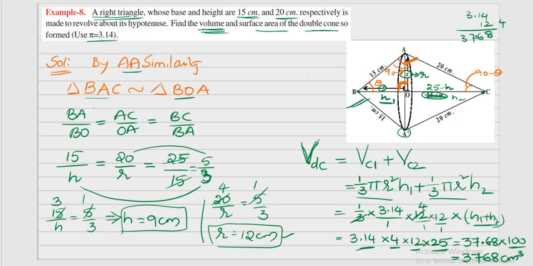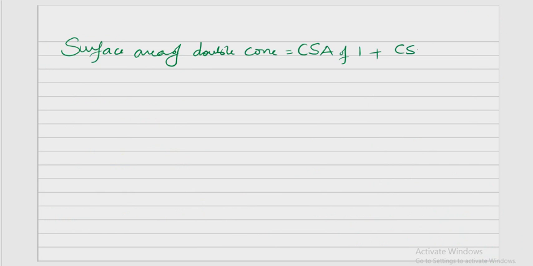Right, now we are going to find out the surface area. So this time I need to find the surface area of the double cone. The surface area of the double cone is nothing but CSA only, no, because both the bases are combined together. Right, so CSA of cone 1 plus CSA of cone 2.